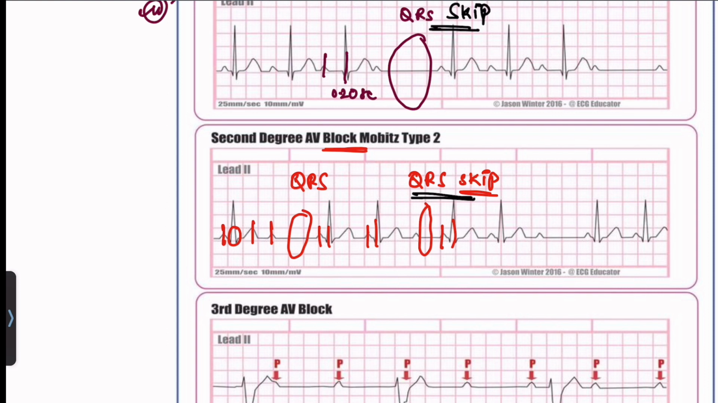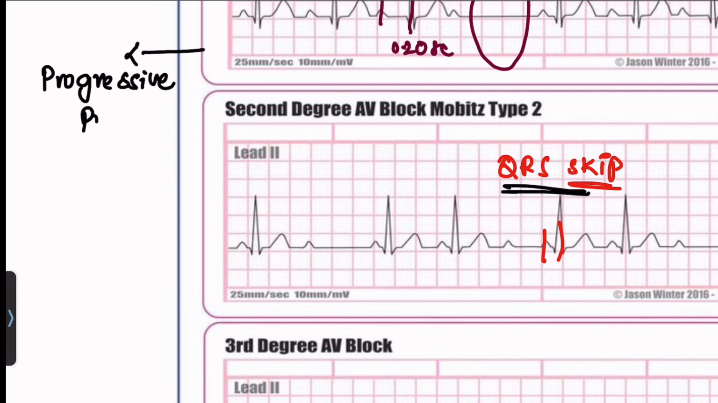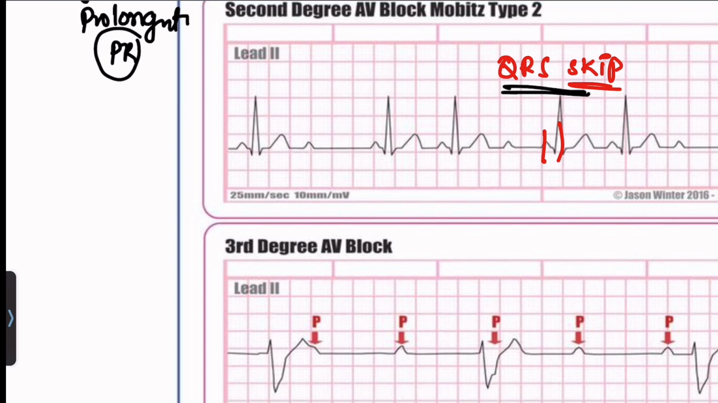Then how will you differentiate between type 1 and type 2? Let's look at the PR interval. In type 1 there is a progressive prolongation of PR interval, right? Now look at type 2 of second degree AV block. The PR interval will be constant every time.